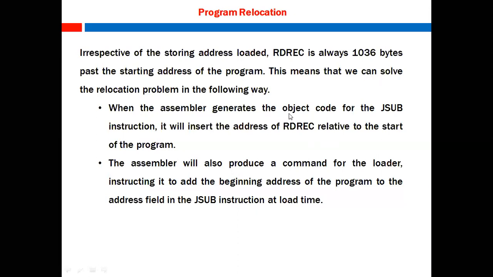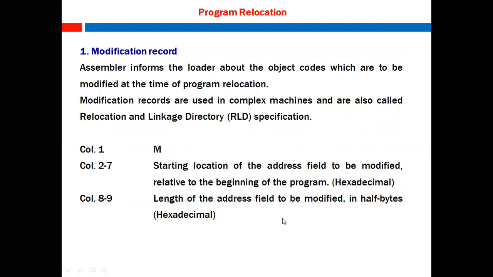When the assembler generates the object code for the jump subroutine instruction, it will insert the address of read record relative to the start of the program. So we know what relative addressing is now. And the assembler will also produce a command for the loader instructing it to add the beginning address of the program to the address field in the jump subroutine instruction at load time. So how can we modify the record?